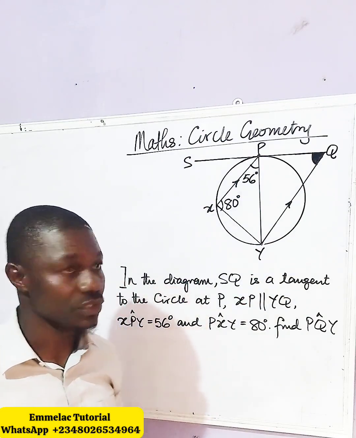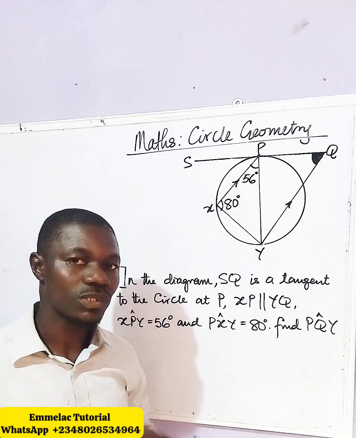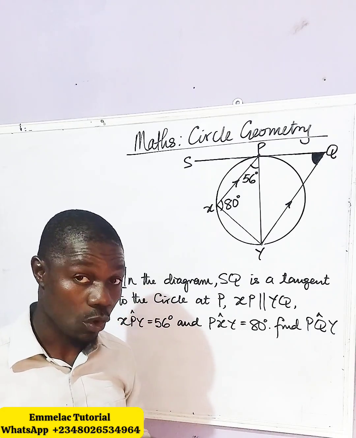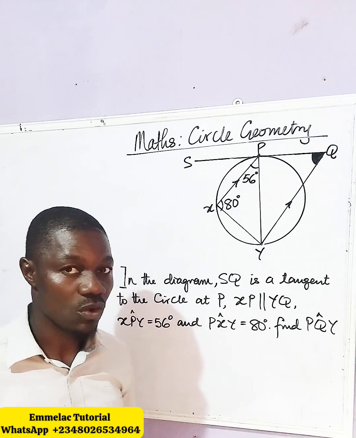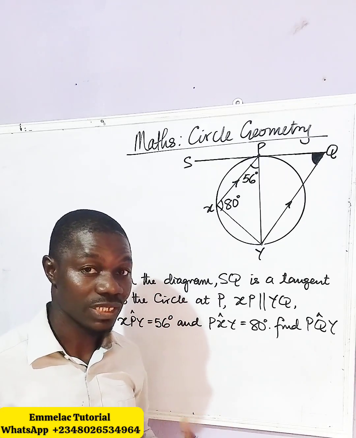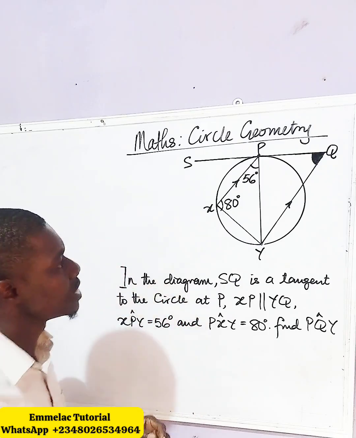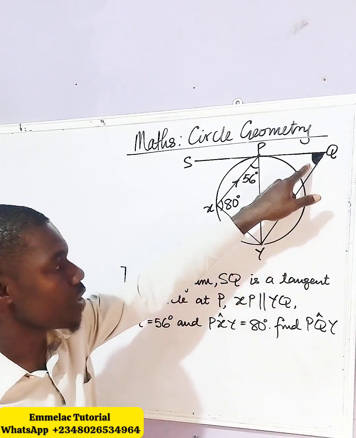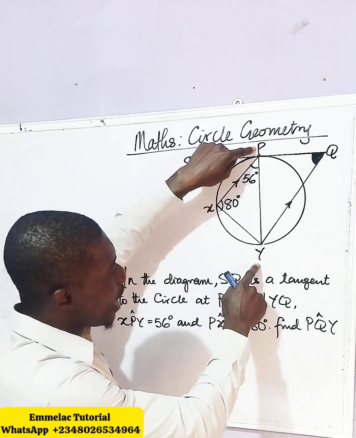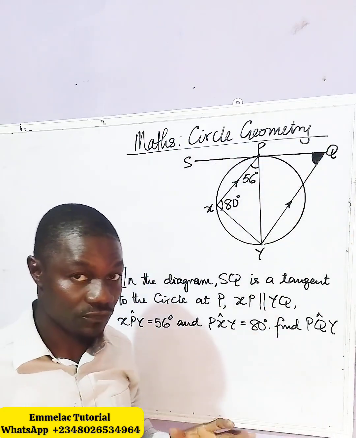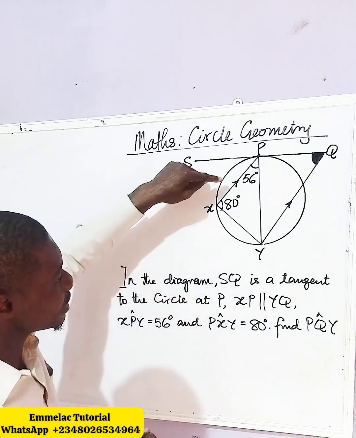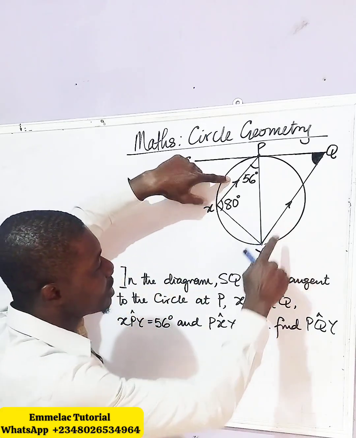Now looking at this circle geometry diagram, you can see that no center of the circle is given. It means we are dealing with chords. Now what is a chord? A chord is a line that divides a circle into two segments. In this case, this is the angle we are looking for. And if you take a look, P, Y, and Q forms a triangle.